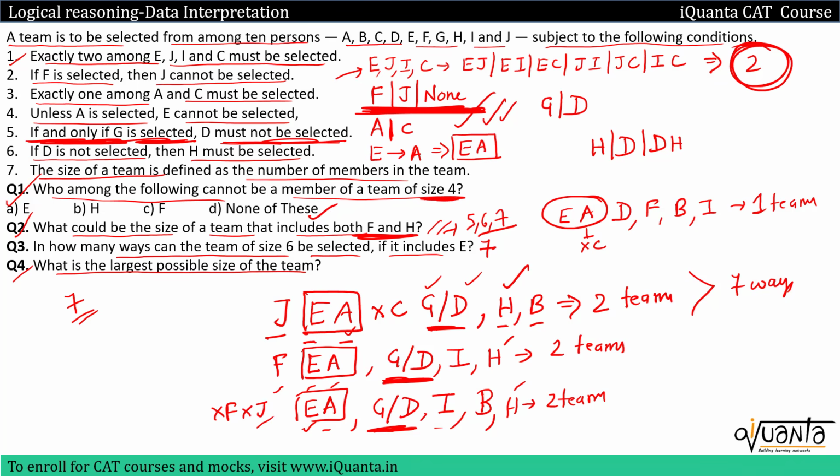Then the first question was very easy, in which you just have to form a team of size 4 because you simply had to go through the options and check whether it was possible or not. So in such sets, if not all 4 questions, you can definitely solve 2 or 3 questions.